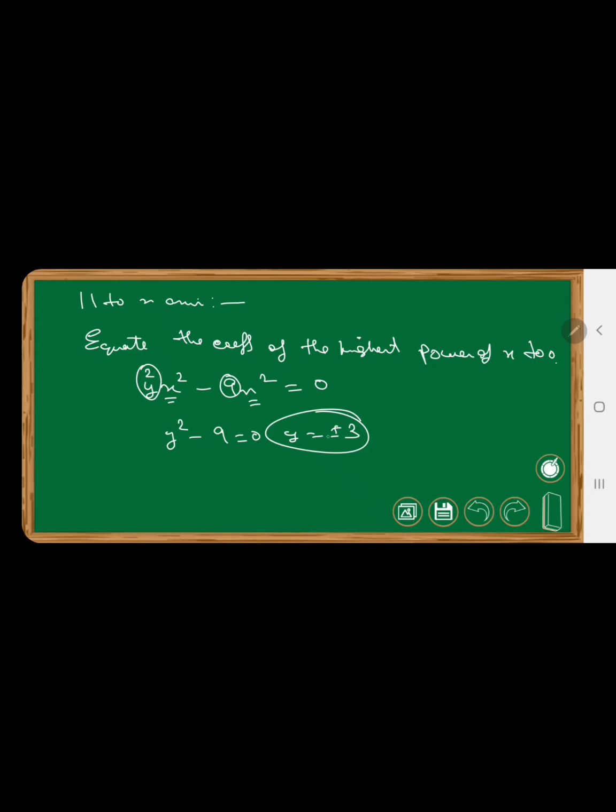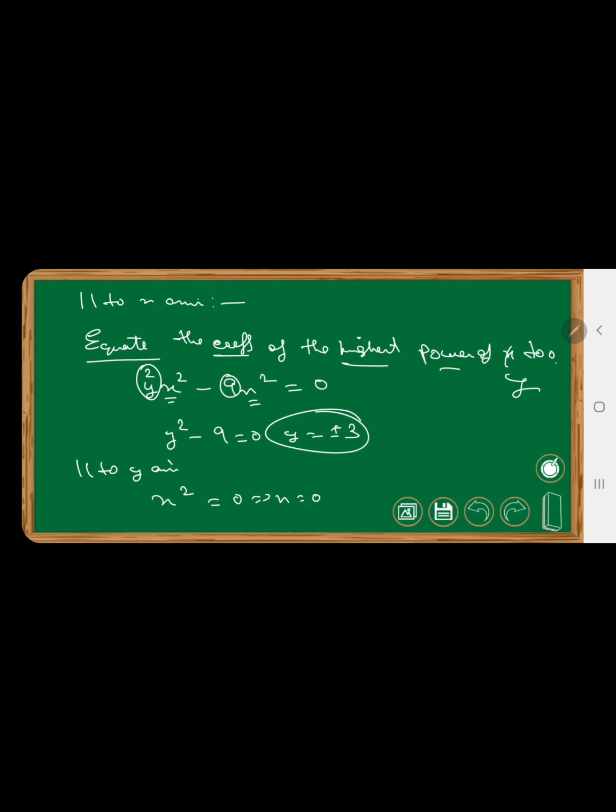Clear? Similarly, if you need to find those parallel to y-axis, then what you need to do is equate the coefficient of the highest power of y to 0, and you are done. So if you do it here, the highest power of y is y square and the coefficient is x square. There is nothing else, so x square equals to 0. That means x equals to 0 is the asymptote parallel to y-axis. Clear? So these are the rectilinear kind of asymptotes.